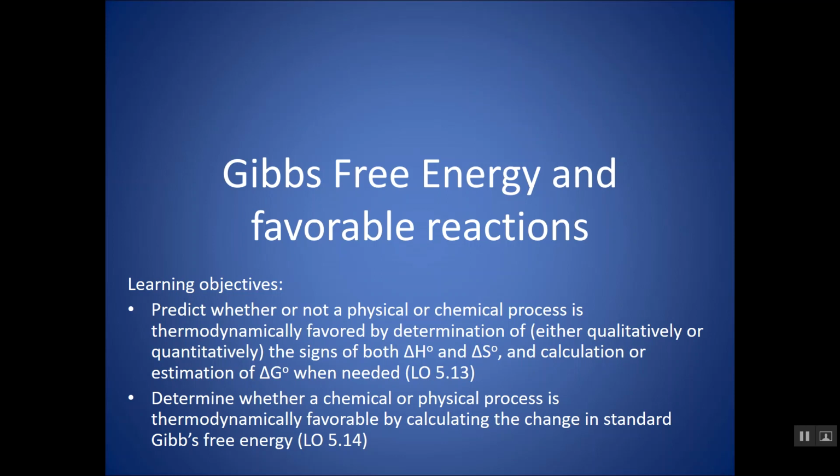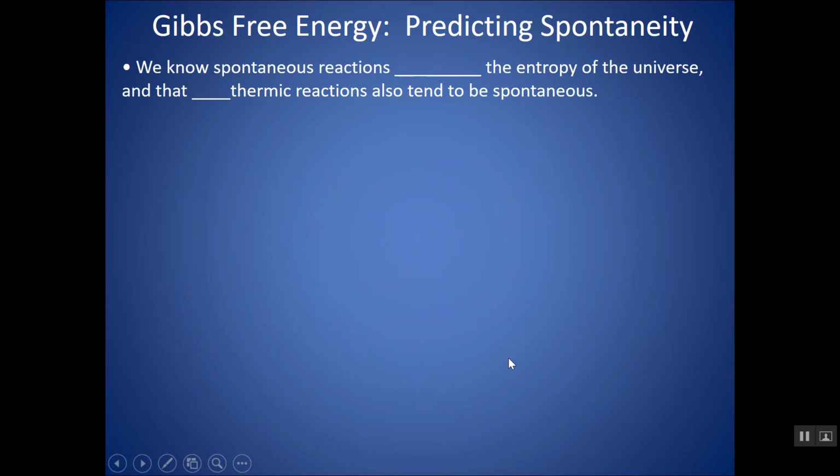In this video, we're going to look at delta G, which is Gibbs Free Energy. So we've talked about whether reactions are spontaneous or not. Spontaneous meaning without outside intervention. And we've already seen that spontaneous reactions tend to increase the entropy of the universe. So things tend to be more spontaneous if delta S is increasing or positive.